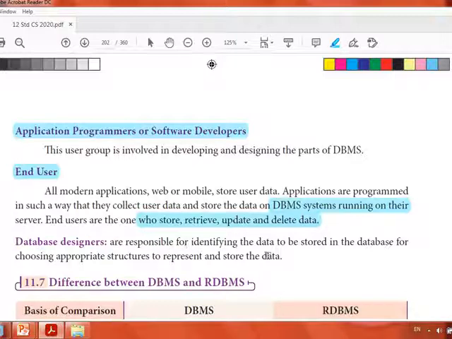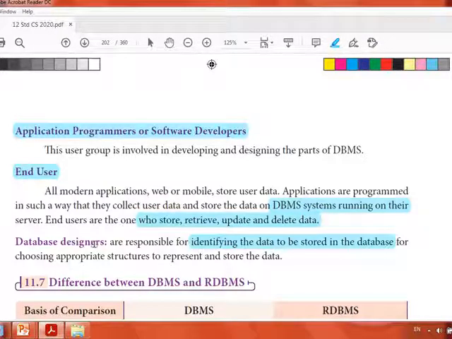they are responsible for identifying the data to be stored in the database, for choosing appropriate structure to represent and store the data. So the database designers are responsible for identifying the data to be stored in the database, for choosing appropriate structures to represent and store the data. So here the software programmers will have a overall developing and designing parts of DBMS.